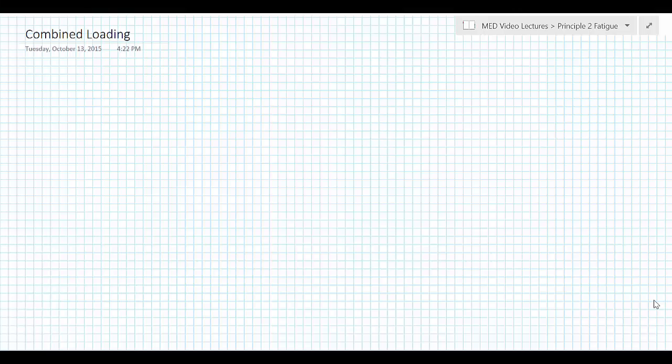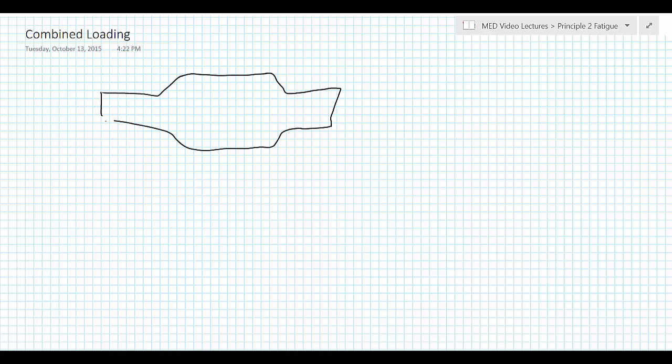Welcome back. In this video, we're going to address the most complicated fatigue or dynamic loading scenario, which is when we have combined different types of loading. So let's imagine a part that has some geometry, and we'll use a similar part to the example we had before, where there's some fillet and maybe even a hole, right? So we have some stress concentration factors.